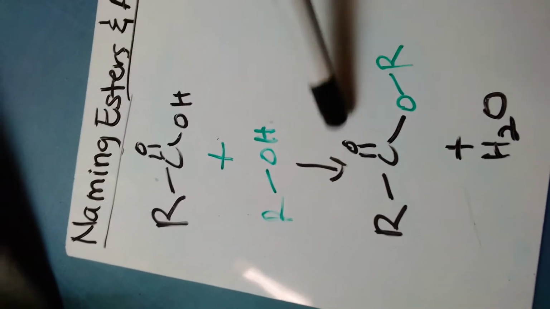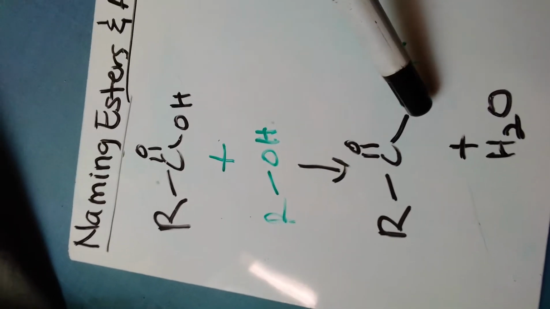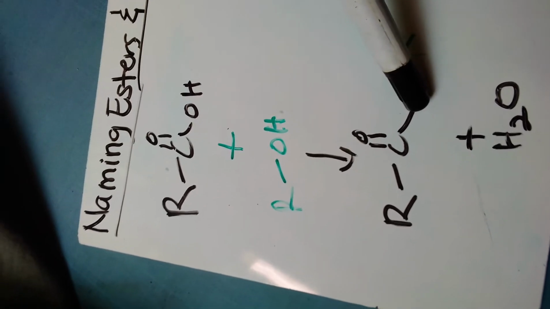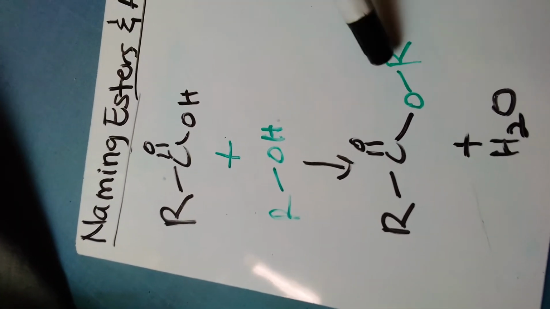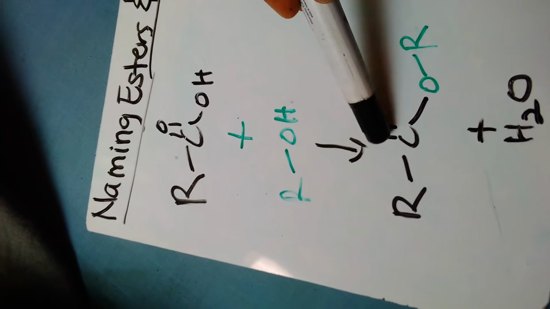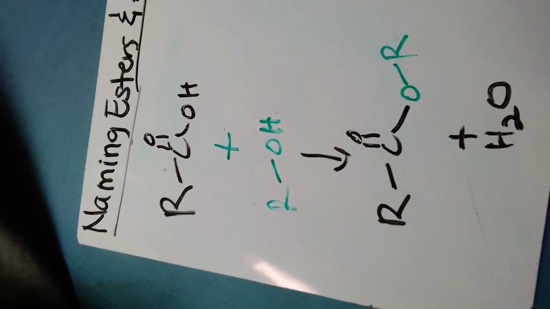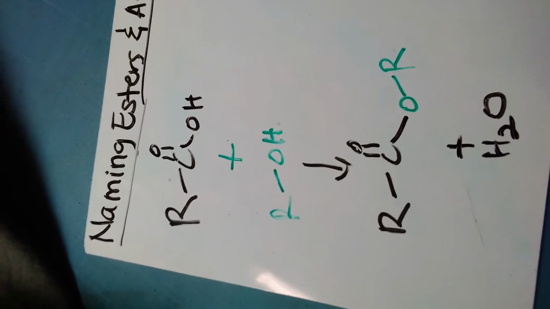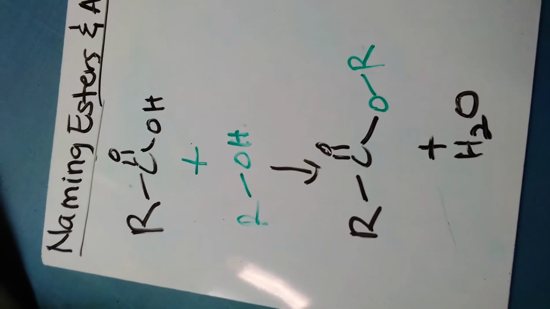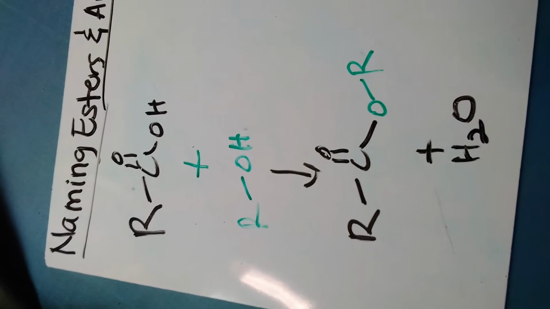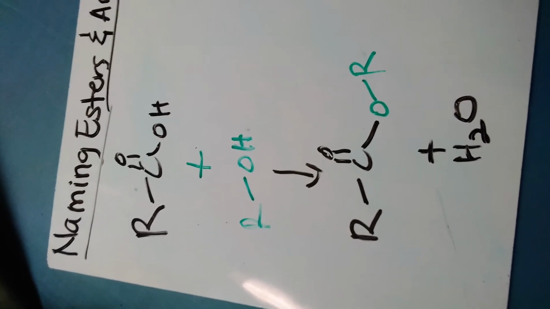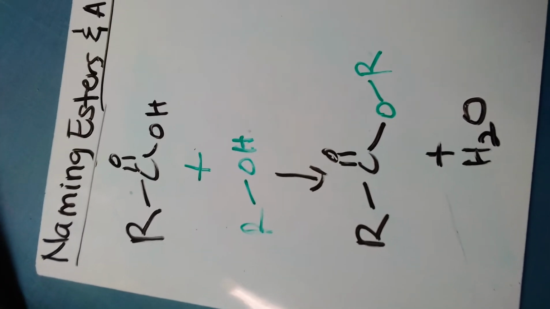In the ester molecule, this OR is that of the alcohol, and this O is that of the carboxylic acid. So basically that's how esters are synthesized. Now let's look at nomenclature of esters. Esters are named as alkyl alkanoates.